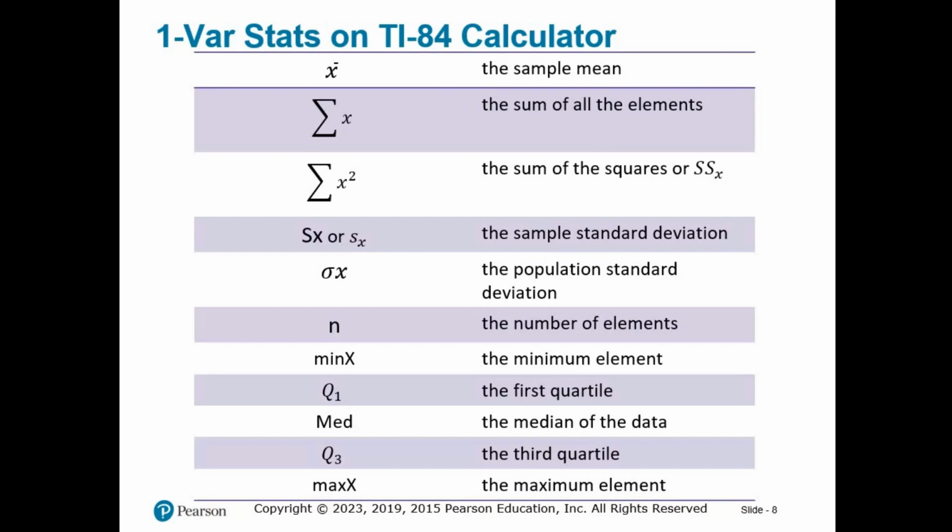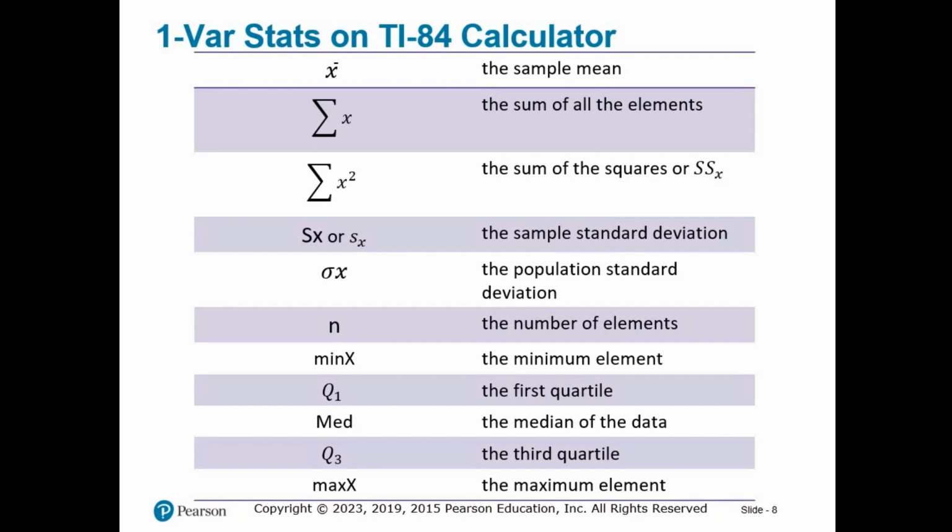Let's briefly go over them. The first one is x bar. You may not be able to see it on this screen very well, but that is an x with a bar over the top of it. We've dealt with this for a while now. That means the sample mean. The next one is the sum of all the elements. The next is the sum of all the squares, or sum of squares, or SS sub x. The next is the sample standard deviation, or just s.